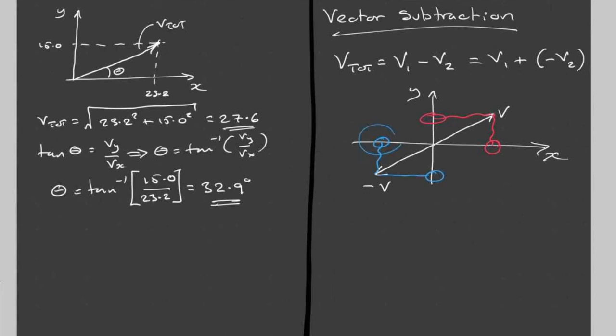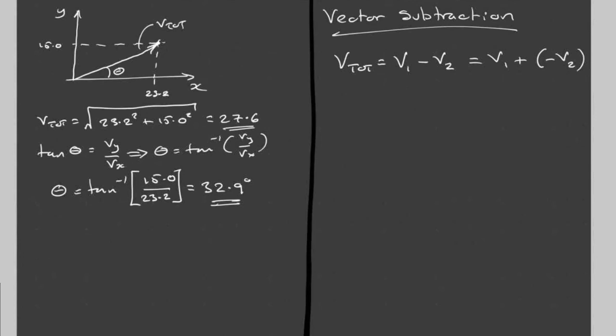This is minus this value, and this is minus this value. So to take any vector and work out what the negative vector is, you just look at the x and the y components and change the sign of them. If the x component is plus 5, then the minus vector, the negative vector, will be minus 5.